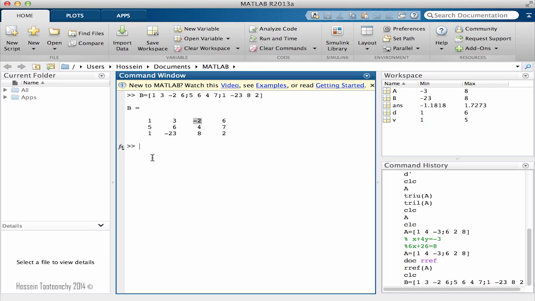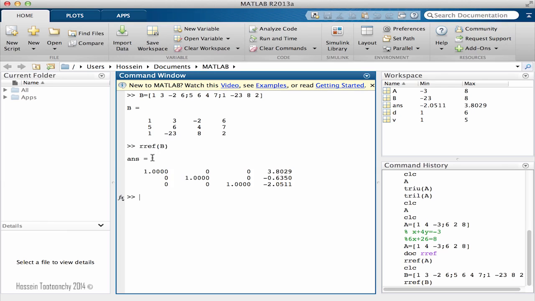The way that I can do it is RREF of matrix B. So if I do that, MATLAB easily calculates the result. Now you can find that the z value is -2 and the y value is this and the x value is this. It's really, really fast and super easy to calculate the results using MATLAB.